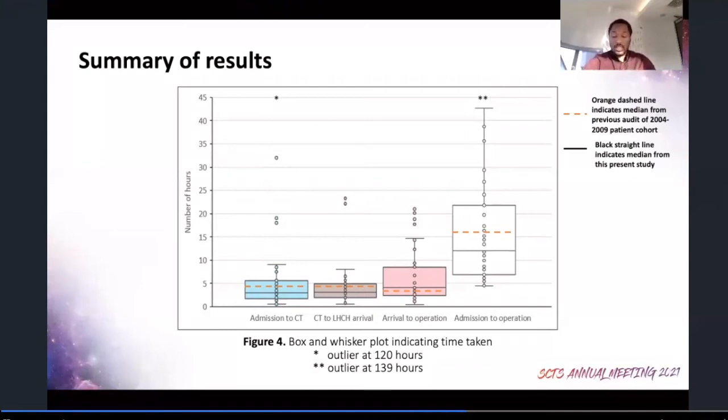At a glance, we can see that the results show that we are quicker at ordering CTs and transferring patients, but we are still slower when it comes to operating. Overall, we can see that the median time from admission to operation has decreased since introducing the Think Aorta campaign.